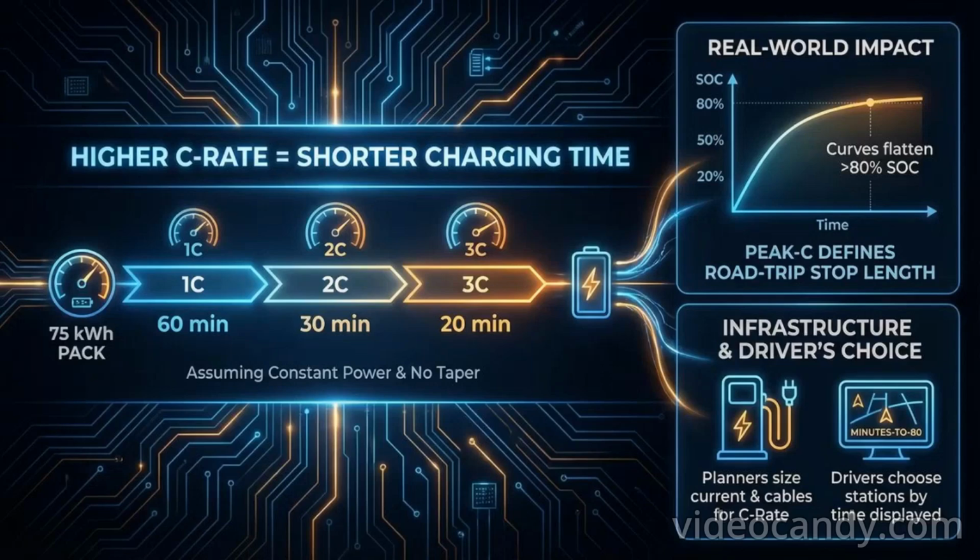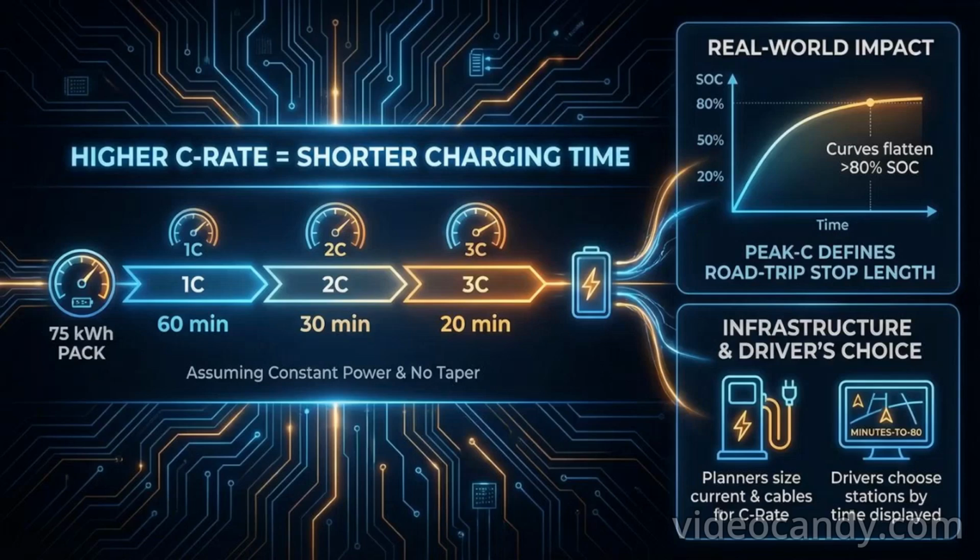Higher C rate linearly shortens charging time. A 75 kilowatt-hour pack needs 1 hour at 1C, 30 minutes at 2C, 20 minutes at 3C, assuming constant power and no taper. Real-world curves flatten above 80% SOC, yet peak C still defines road trip stop length.